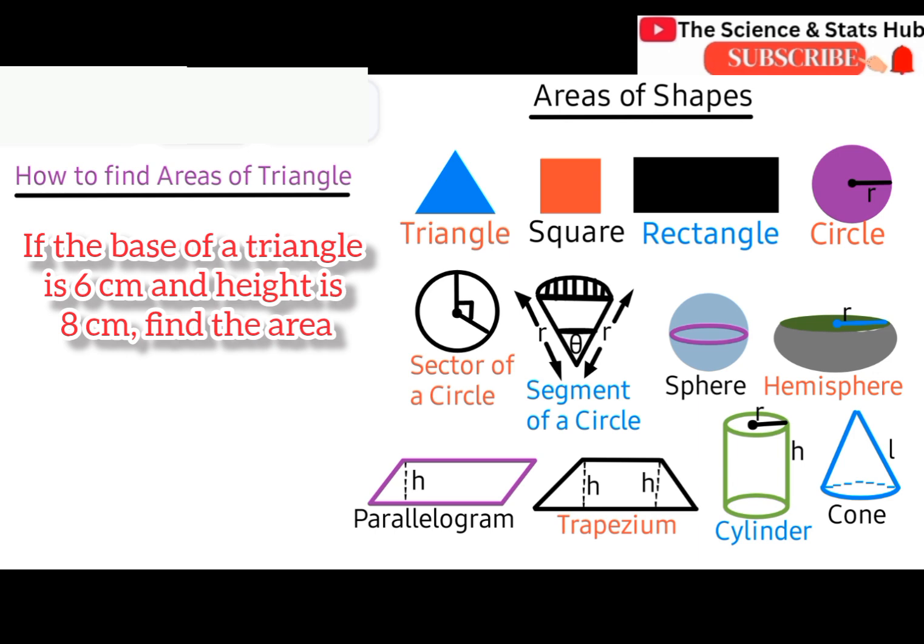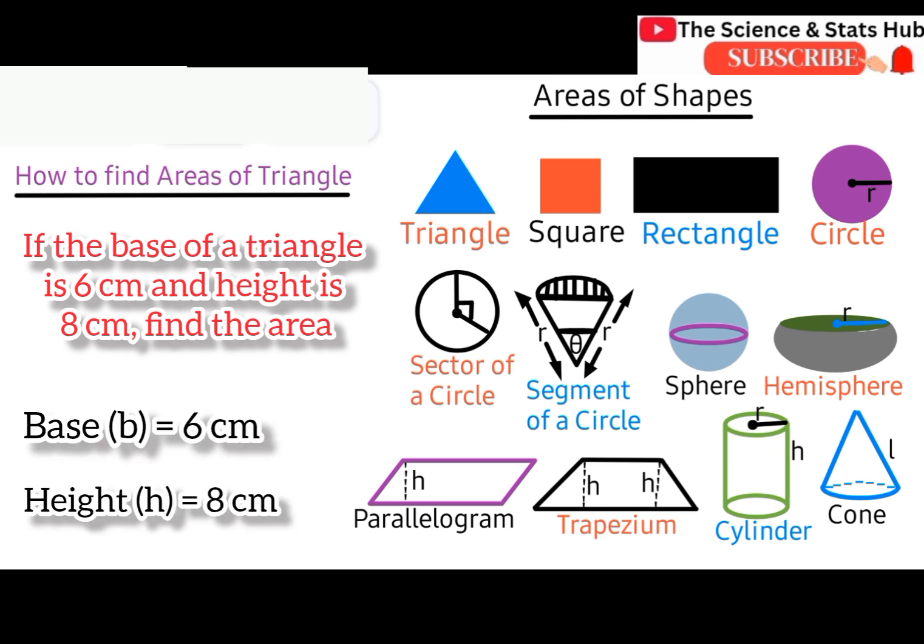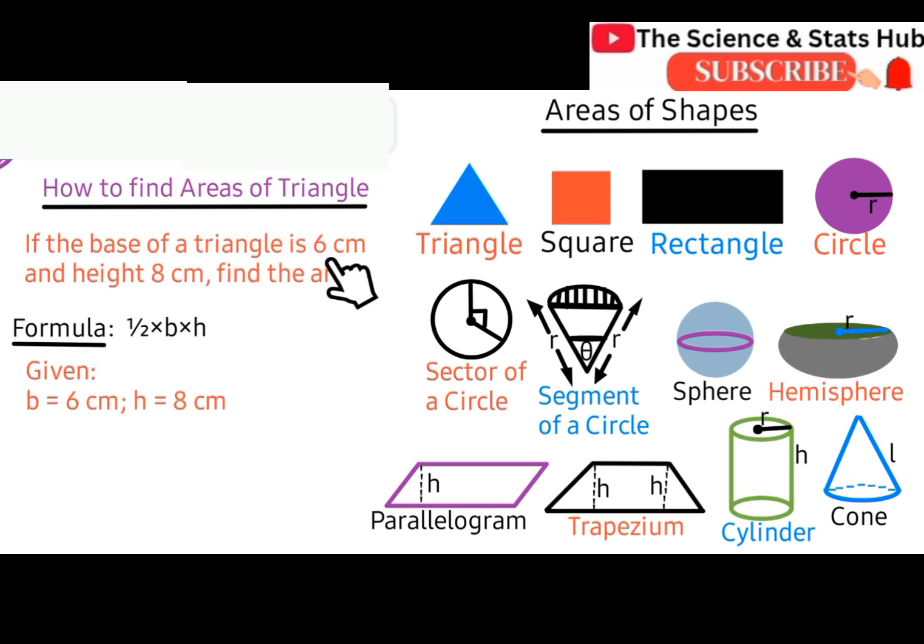Now let's solve the second challenge. If the base of our triangle is 6 centimeters and height is 8 centimeters, find the area. Now we are given the base of the triangle to be 6 centimeters and the height h to be 8 centimeters. Now we'll substitute each of these values into the formula for calculating the area of a triangle. We have half multiplied by the base 6 multiplied by the height 8. We have half times 6 times 8, 1/2 multiplied by 48. So the area of the triangle is 24 centimeters square.